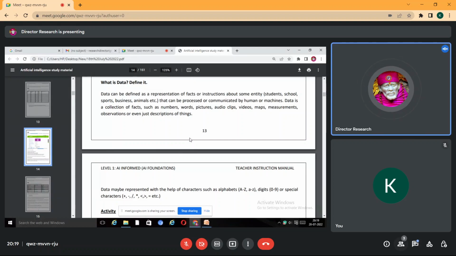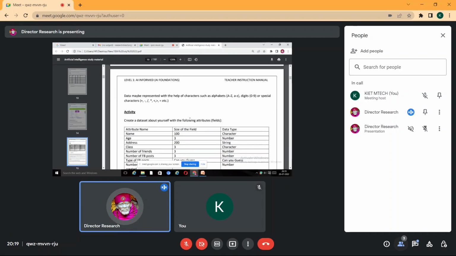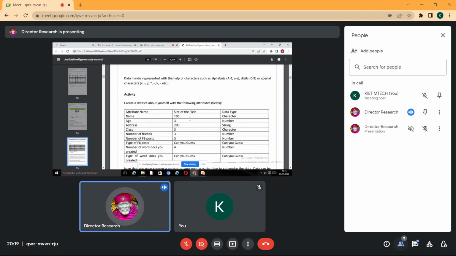Data is a collection of facts such as numbers, words, pictures, audio clips, videos, maps, measurements, observations, or even just description of things. Data may be represented with the help of characters such as alphabets, A to Z, digits 0 to 9, or special characters.